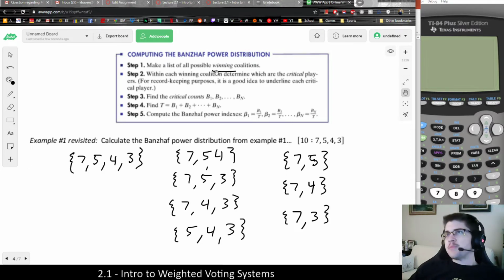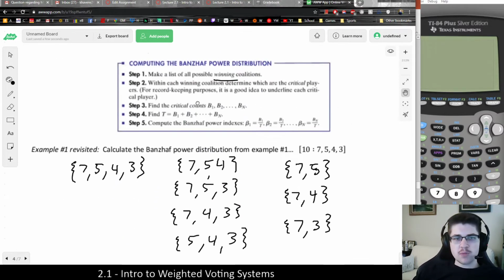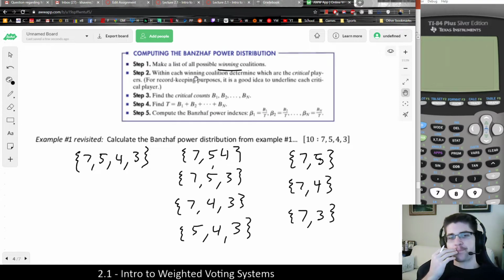So that's step 1. Step 2 says to, within each winning coalition, determine the critical player. So kind of like we did in the last video, we want to figure out who should be underlined and who should not be underlined. And if you keep your coalitions somewhat organized, it'll actually make it a little bit easier as we're going through it to determine who's critical.